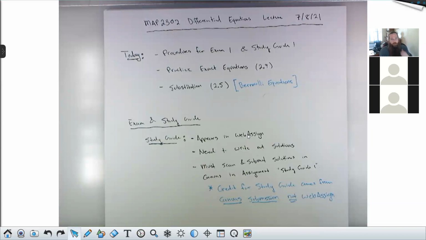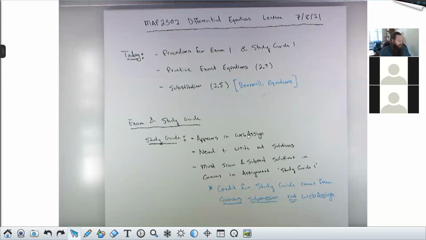The study guide is not going to be a very long assignment. It's only going to have a handful of problems. And the sooner you submit your work to Canvas, the sooner I can get in there, take a look, and give you some feedback. This is something you really do want before exam 1, because of course, on exam 1, I'm going to be grading your work. It's not a multiple choice test or anything like that. So you really do want to complete the study guide honestly and submit those scans to Canvas as quickly as you can.